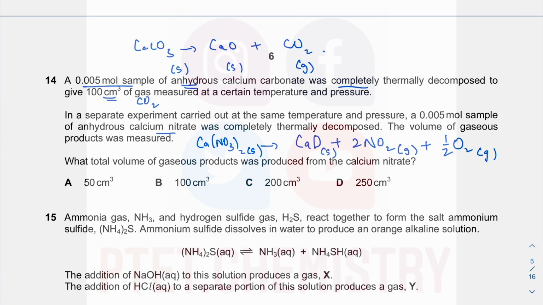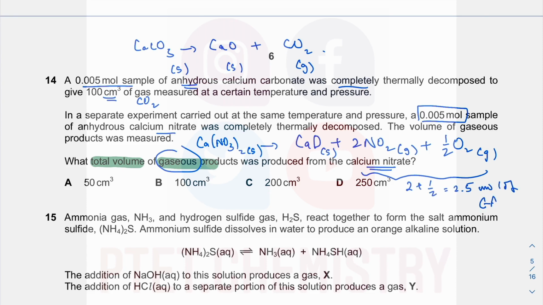You want what is the total volume of gaseous product from the calcium nitrate. Actually, you don't want from here, you want from the calcium nitrate, okay? So you use 0.005 mole of the nitrate. So I guess we can be looking, because we are looking at gaseous products, even though there are two different cases, but I can think about 2 plus half, which is 2.5 mole of gases.